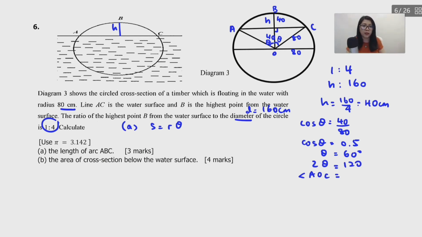But I want to change it to radians. So I use 120 times pi, which is 3.142, divided by 180. In decimal, I get 2.095 radians. I'm going to put this into my formula S equals R theta. My radius R is 80, so it's 80 times 2.095.